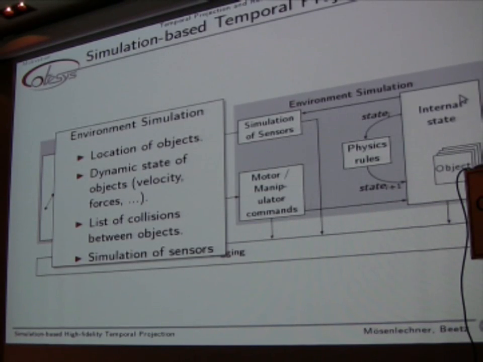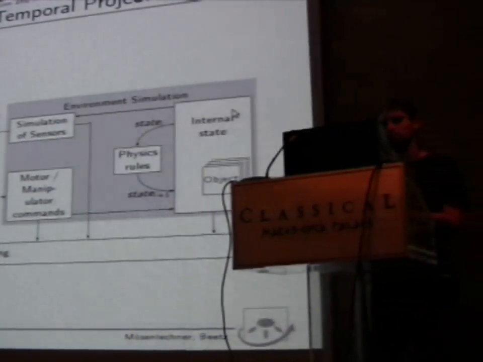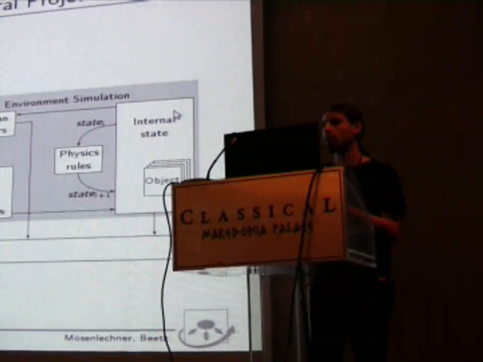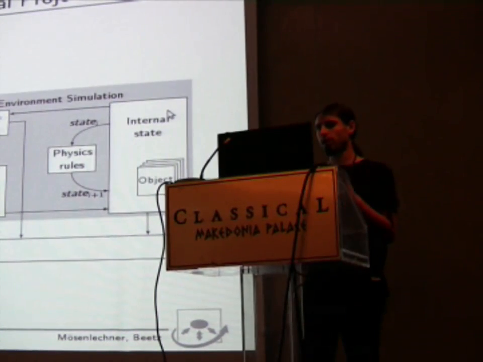We have a list of collisions. So we need all contact. We know all contact points, and very important, we have simulation of sensors. So basically, we have on the one side sensor models that give us information about what the simulated sensor sees, can perceive, and on the other side, what really was there. So we have these two sides, what is measured and what should be there.